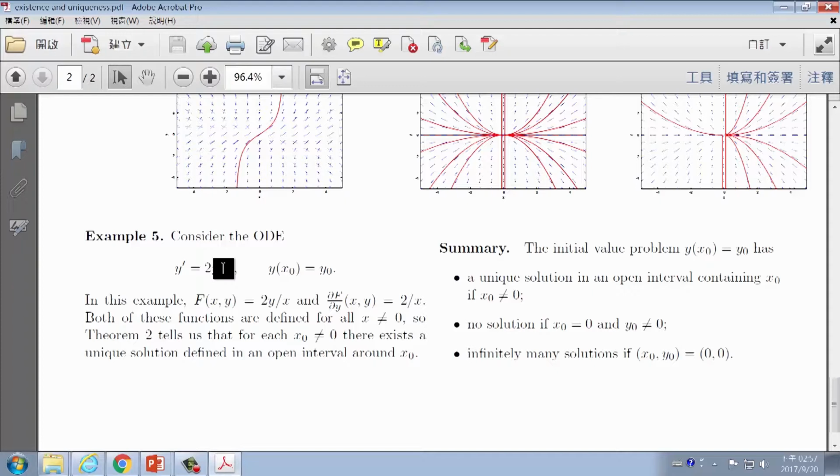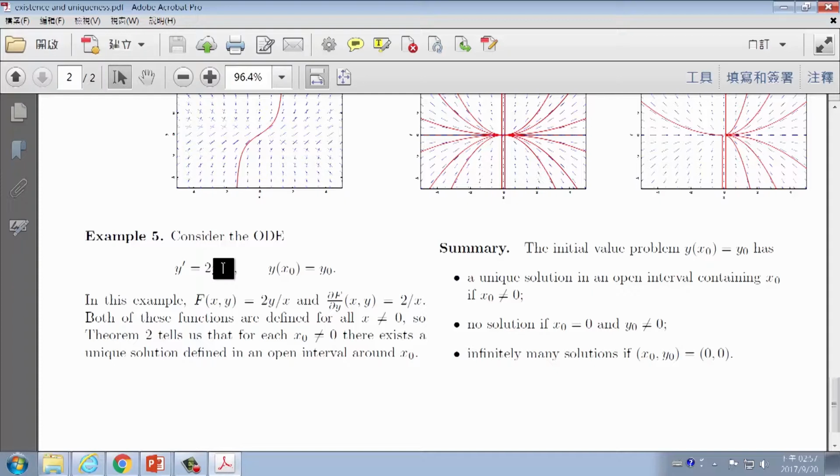Do you understand? What he's trying to say is, as long as this initial condition is not at 0, you have a unique solution. Do you understand? As long as your initial condition is not at 0, because at 0 neither function exists, there won't be existence and uniqueness. So as long as you don't start from 0, you will basically get a unique solution. Okay.